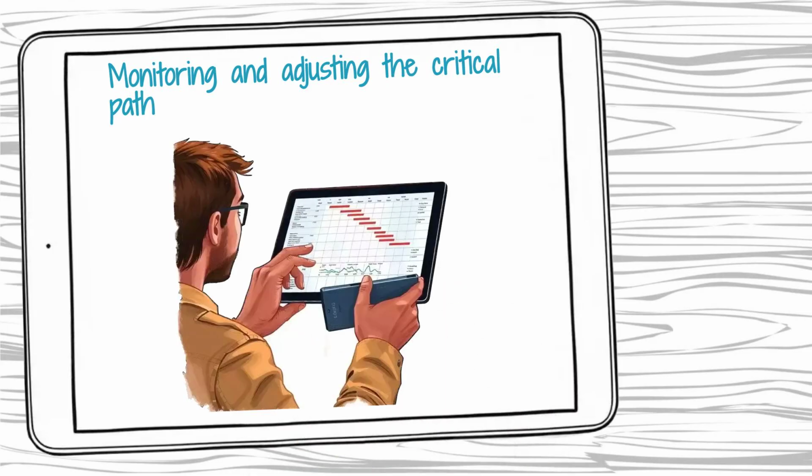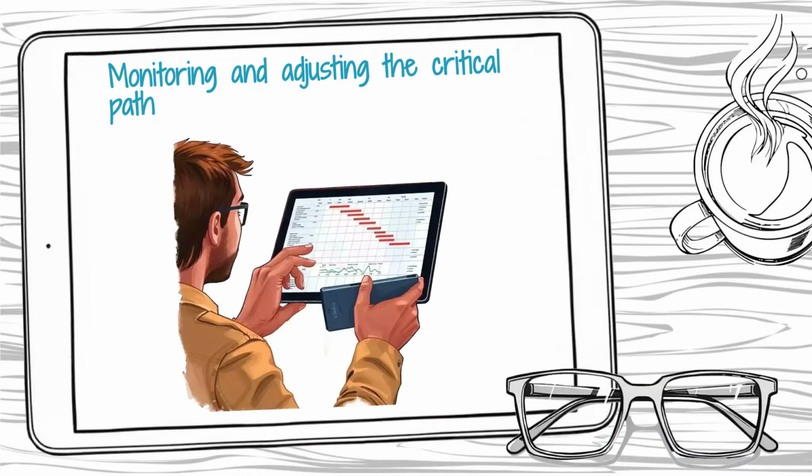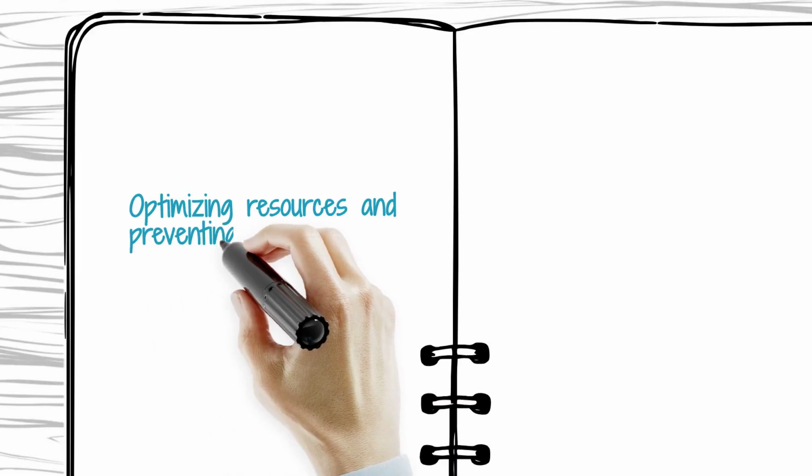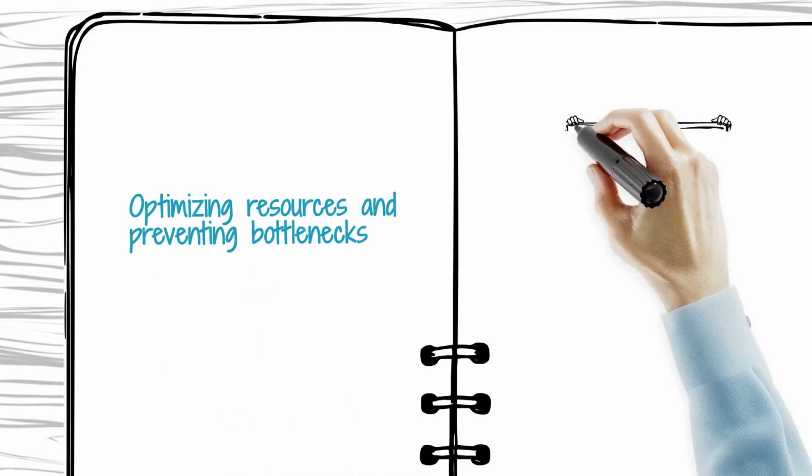In summary, critical path analysis is an indispensable tool in the realm of project management. By focusing on task dependencies and timelines, it empowers project managers to foresee potential bottlenecks and ensure resource optimization.